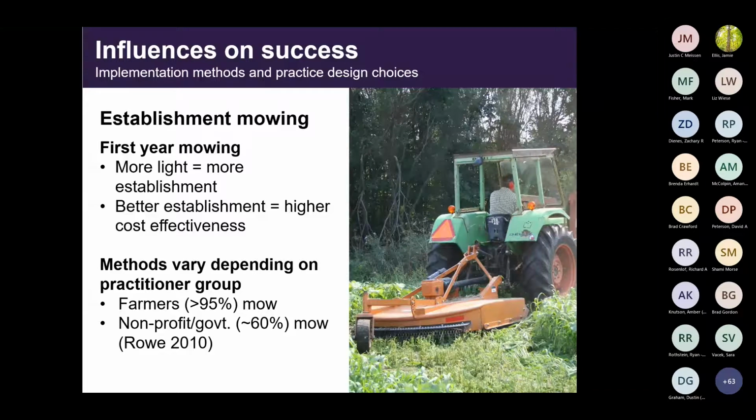And again, there's a bit of a disconnect in technique between farmers who are planting CRP, conservation professionals from NGOs and the government. Farmers are essentially always mowing the first year. On the other hand, still a majority, but a much smaller percentage, about 60% of NGO and government managers are mowing. So, is mowing really necessary, or should more practitioners consider mowing?